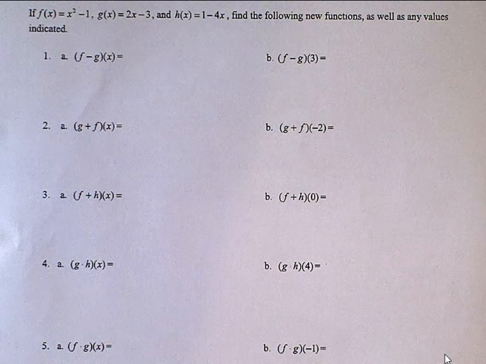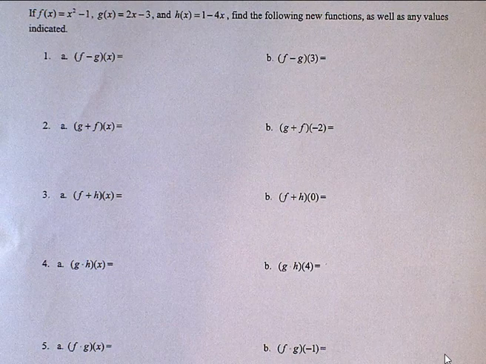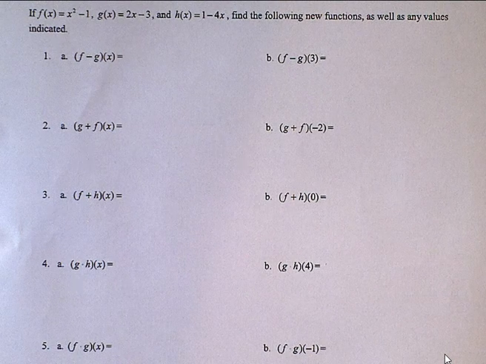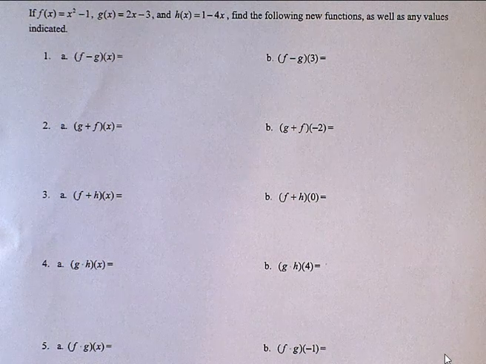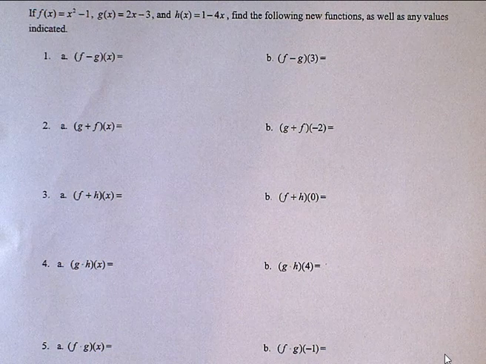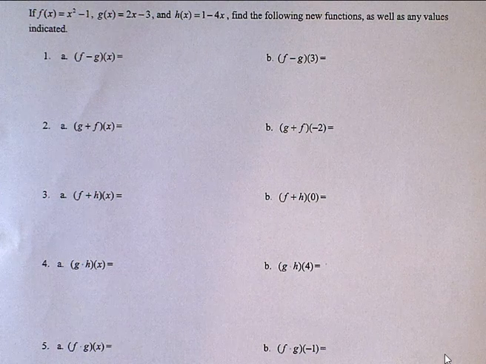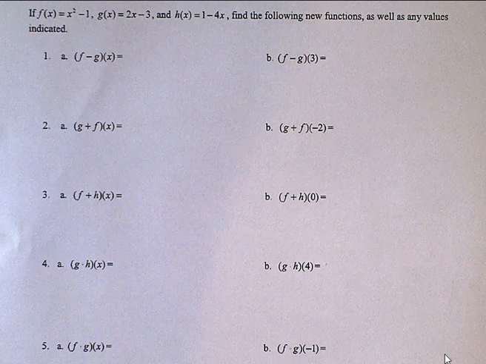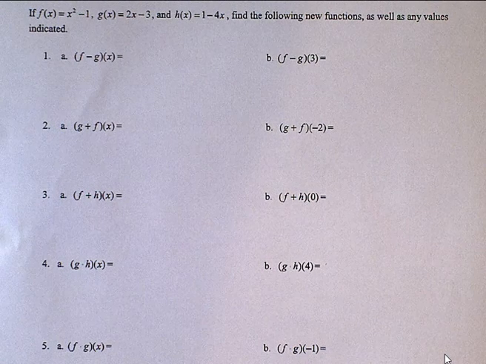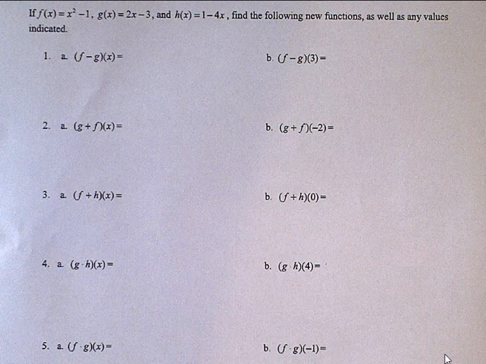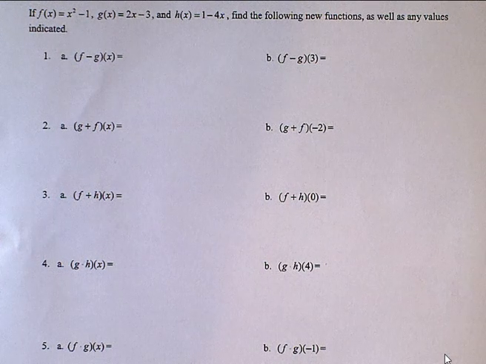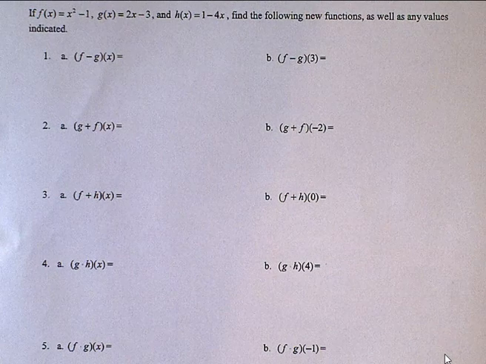you have three functions given in the directions. You have f of x, which is a quadratic, x squared minus 1. You have g of x, and you have h of x. Both g of x and h of x are linear functions, 2x minus 3 and 1 minus 4x. And what we want to do is, in the first column, part A, they ask you to perform the operation on the function. In part B, they ask you to evaluate that answer for a specific number. And I'm going to show you a couple different ways you can go about doing that.